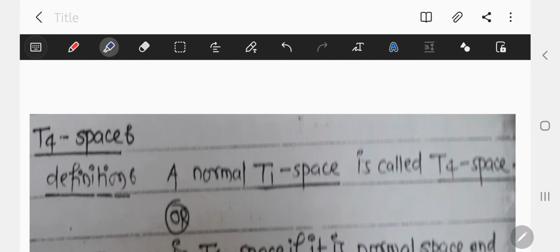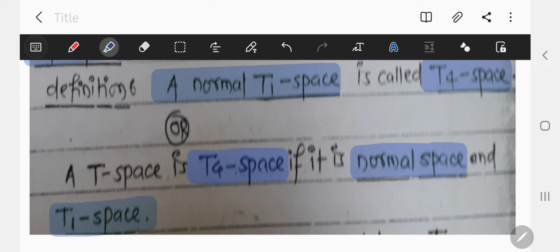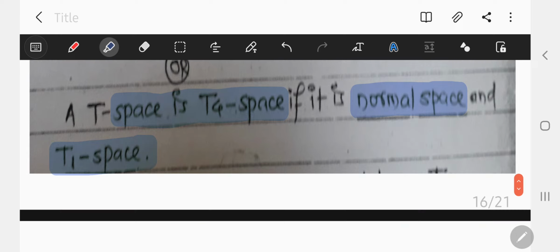And in this lecture, the last definition is T4 space. For T4 space, a normal T1 space is called a T4 space. That is, a topological space is a T4 space if it is normal and T1. If it is normal and T1, then it is called a T4 space.